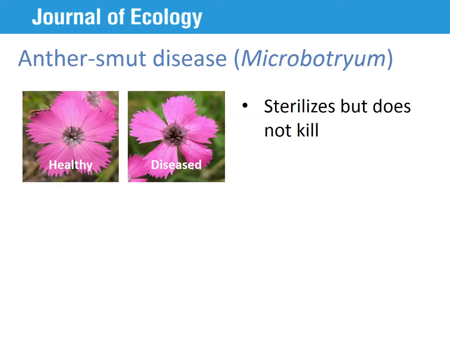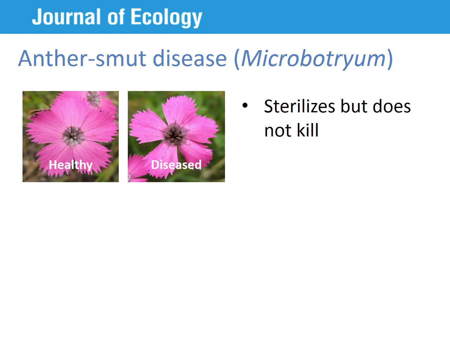My colleagues and I decided to test this prediction by studying the co-distribution of anther-smut disease on alpine plants. Anther-smut disease is caused by fungi in the genus Microbotrium. The fungus hijacks the plant's reproductive system, causing it to produce spores in place of pollen. Infected plants are rendered completely sterile and are unable to produce either pollen or seed.